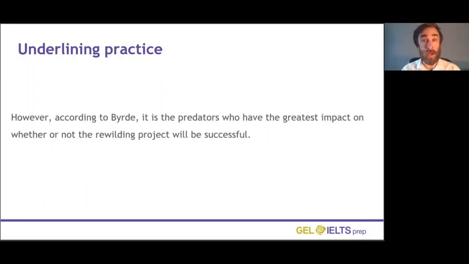Now you are going to practice underlining some keywords. Here is a sentence from the same text and questions as we looked at before. Let's read it. However, according to Bird, it is the predators who have the greatest impact on whether or not the rewilding project will be successful. So let's imagine we want to match this sentence to a similar part of the text. What keywords would we underline? Look at the next question below this video and choose which of these keywords we would underline. There are 6 options to choose.